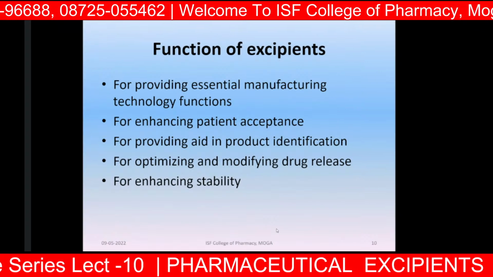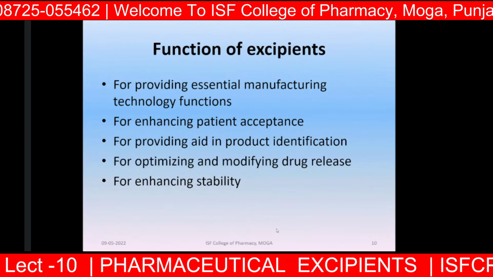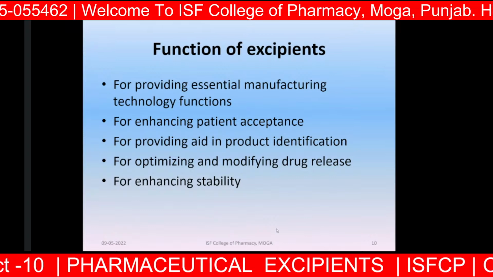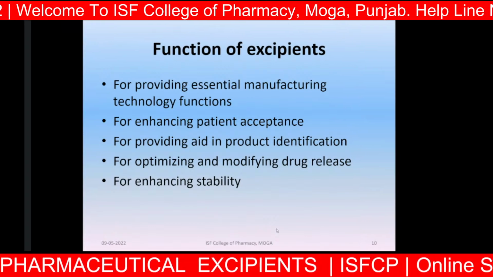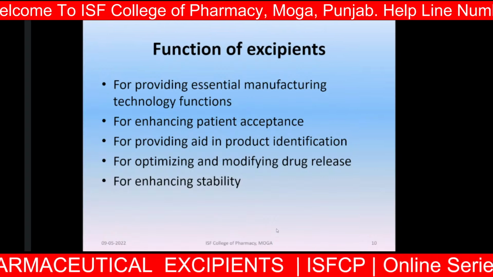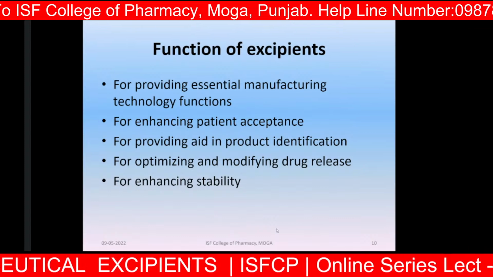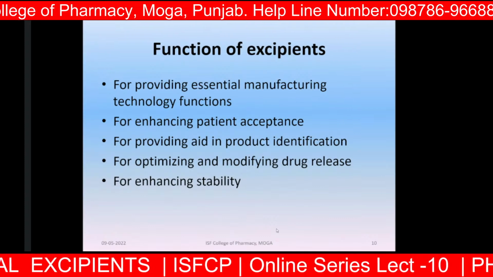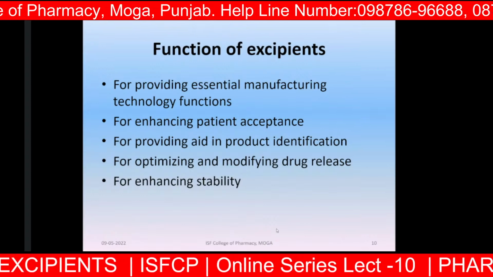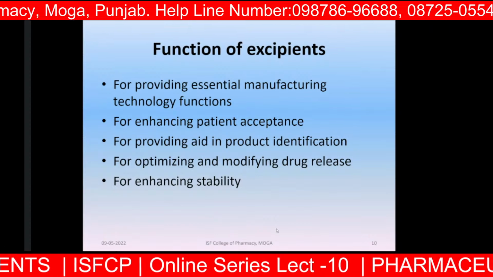colorants may be added, and for optimizing or modifying drug release we are adding disintegrating agents, hydrophilic polymers, wetting agents, biodegradable polymers may be added. And for enhancing the stability, we are also adding antioxidants and UV absorbents in the given formulations. So these are some functions of the excipients used to make the desired formulations.